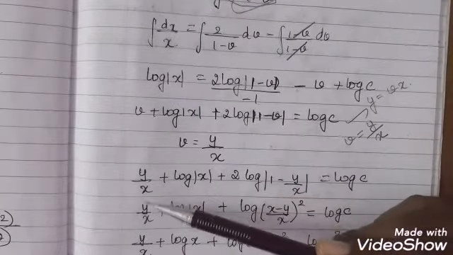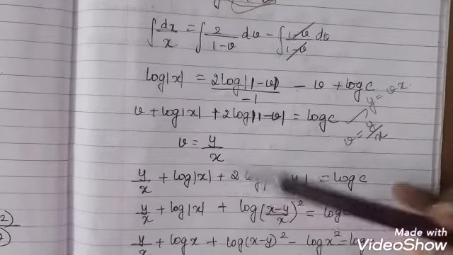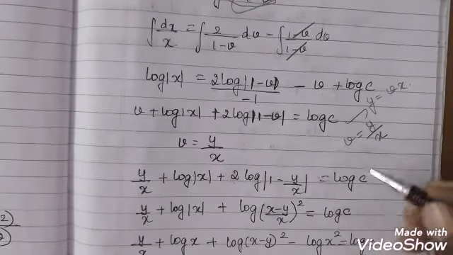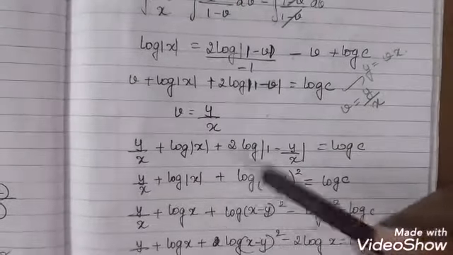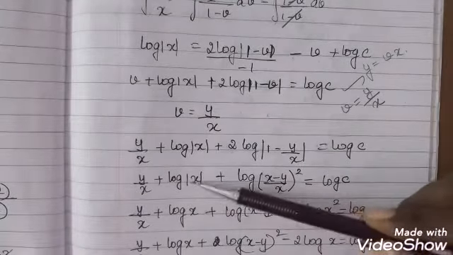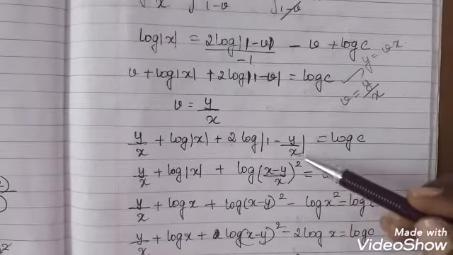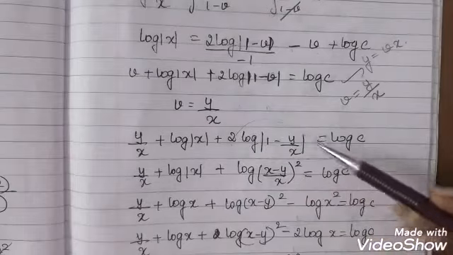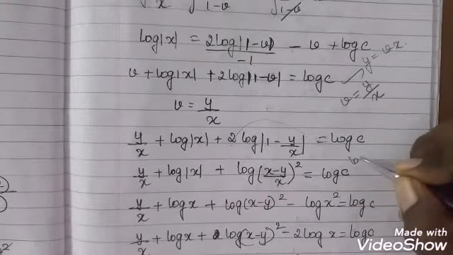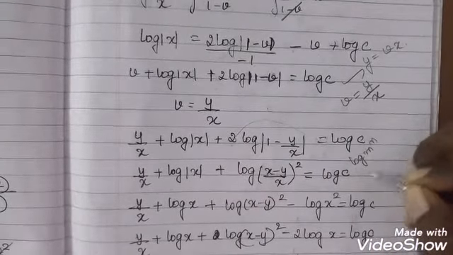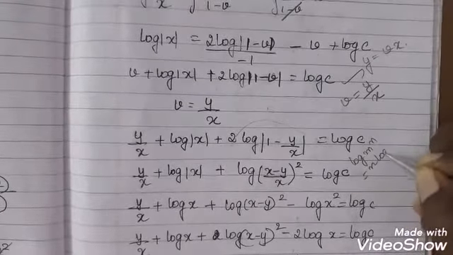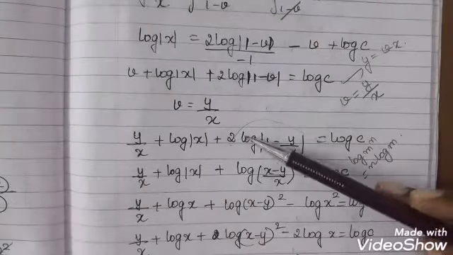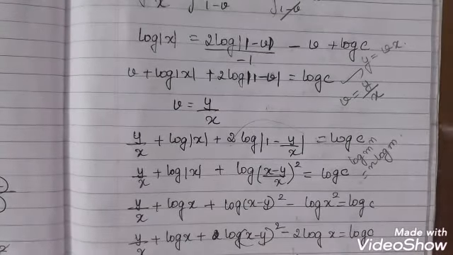Substituting it, you will have y by x plus log mod x plus 2 log mod of 1 minus y by x, which is equal to log constant. Now 1 minus y by x can be written as x minus y divided by x, the whole squared. How do you get that? Log of m power n is equal to n log m. So using this rule, it becomes the whole squared, which is equal to log constant.